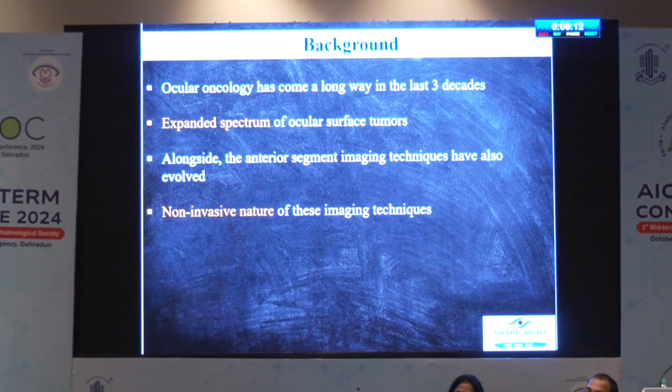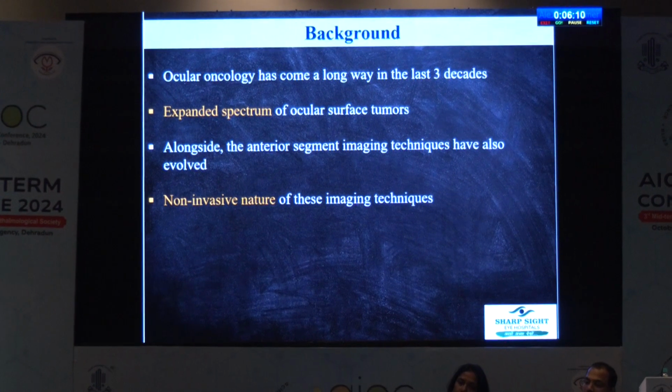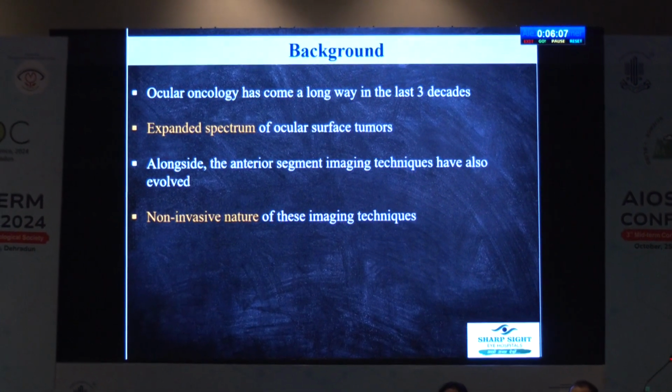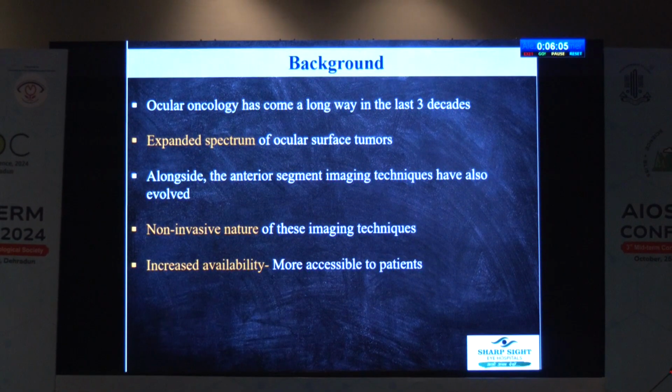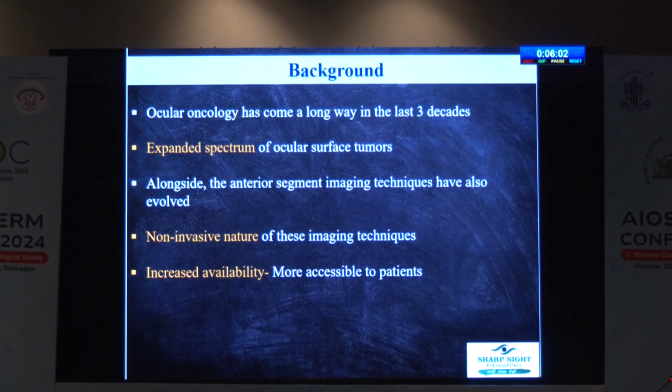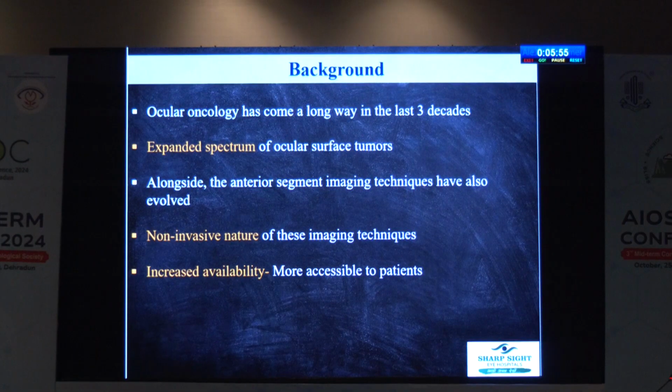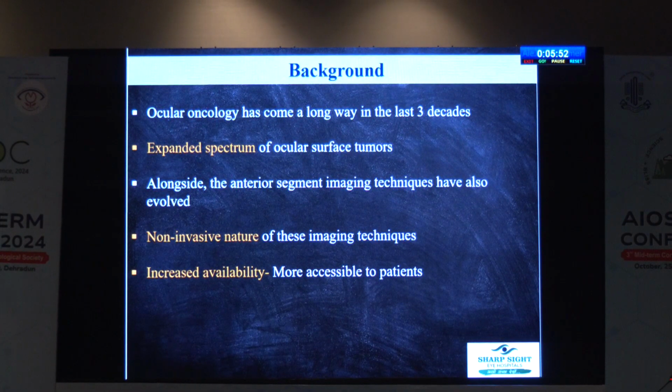There has been a huge expansion in the spectrum of ocular surface diseases, tumors, and our understanding of it. Alongside, there has been an evolution in anterior segment imaging as well, that could be a good slit lamp photograph or an ASOCT, and subsequently other investigations. The non-invasive nature of these imaging techniques has led to their acceptance on a very large scale, and also increased availability. There was a time when an anterior segment OCT would be available at select places, if I talk about Delhi, and now almost every setup would have one basic OCT, and if you attach an anterior segment attachment to a posterior OCT, you can get a good ASOCT as well.